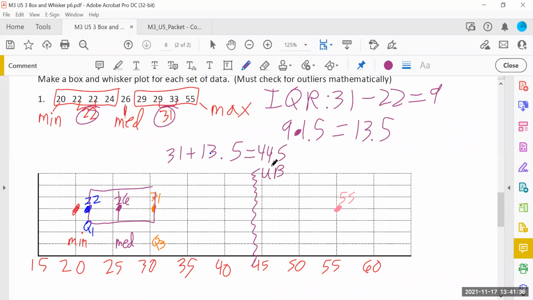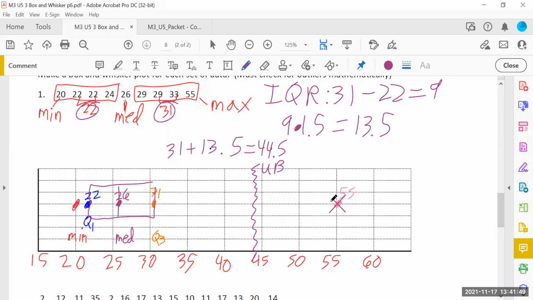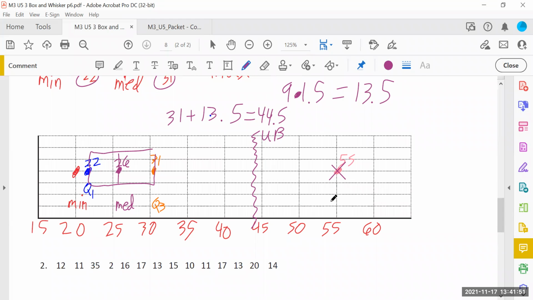Is the 55 outside my upper boundary? Yeah, like by a lot. So I'm going to cross it out. It still needs to be on my graph, but I'm going to have a little X where it was. We're saying that point is too far. It was a part of my data set, but it's too different than everything else.